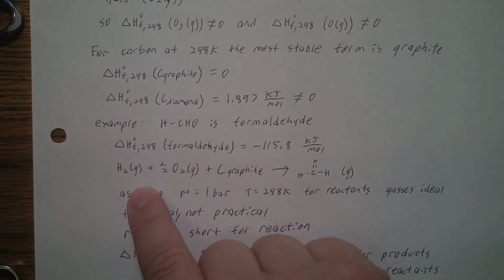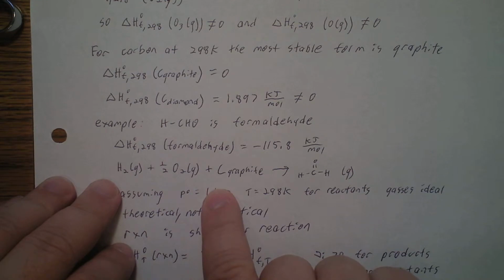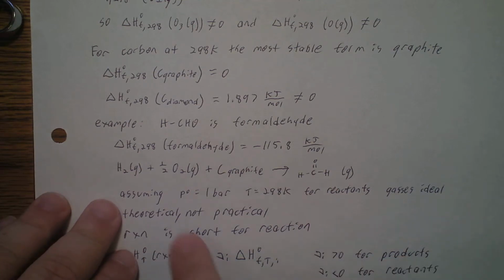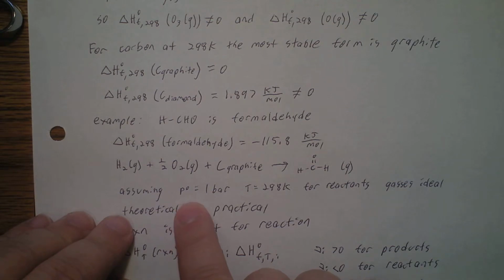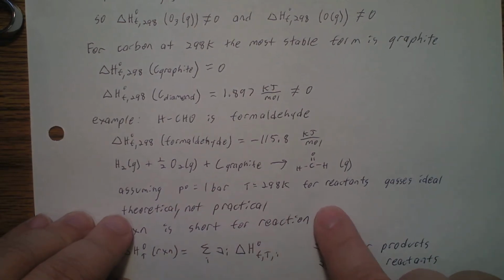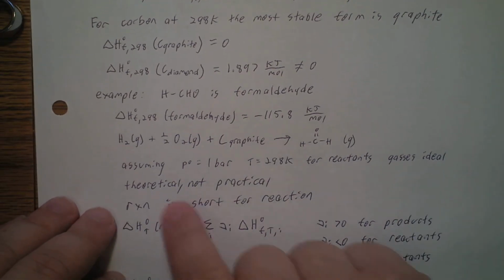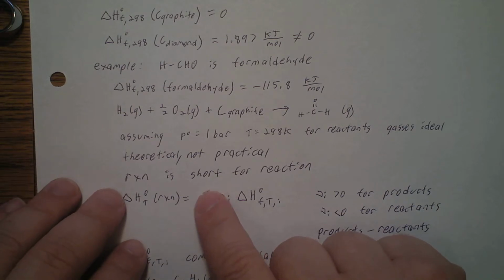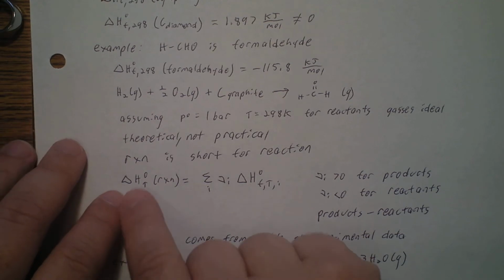Now, let's say we have H2 gas plus O2 gas plus carbon in the graphite form going to our formaldehyde here in gas form. Now we're assuming that our standard state, we have 1 bar, temperature is 298 kelvins for the reactants, and we're going to treat the gases ideally. Now this is theoretical, not practical, but later on we'll talk about how to compensate for that. Now RxN is short for reaction, just to save space here.